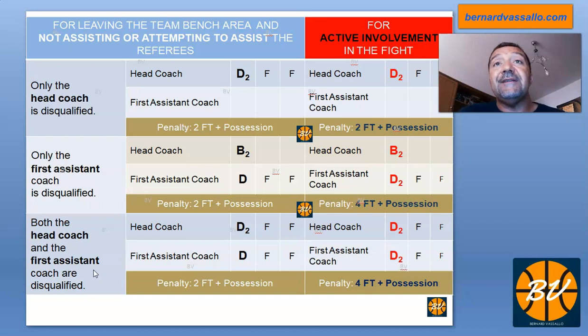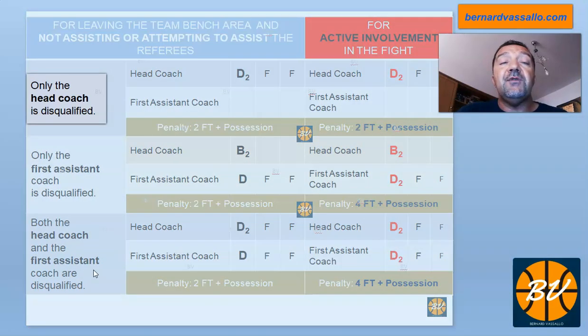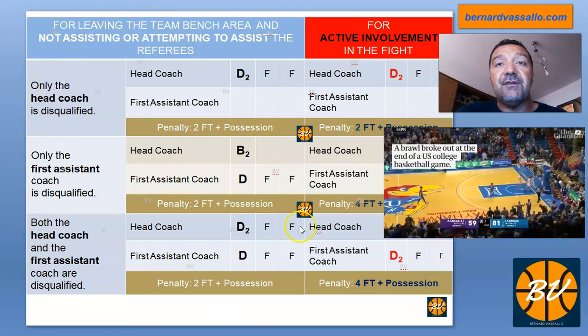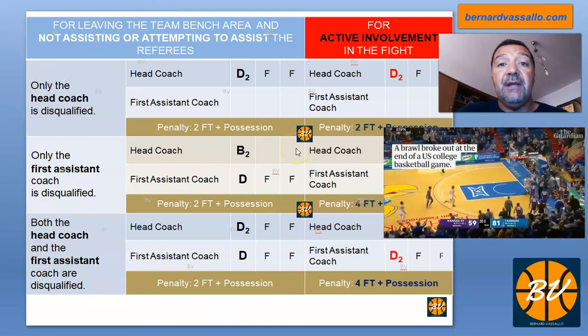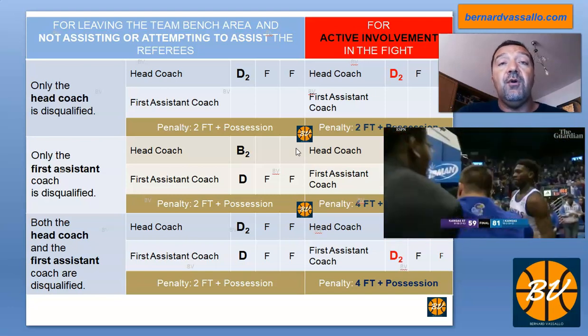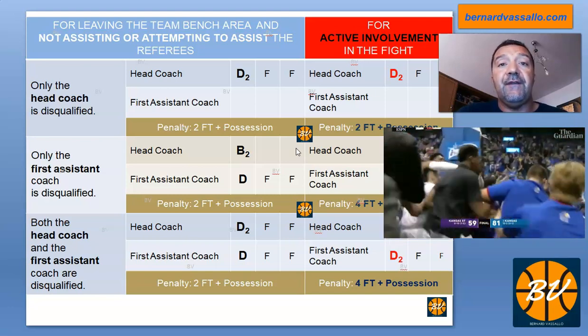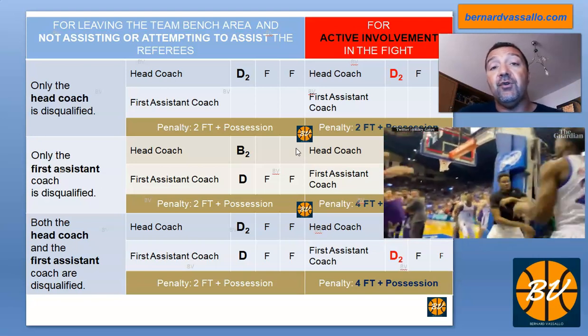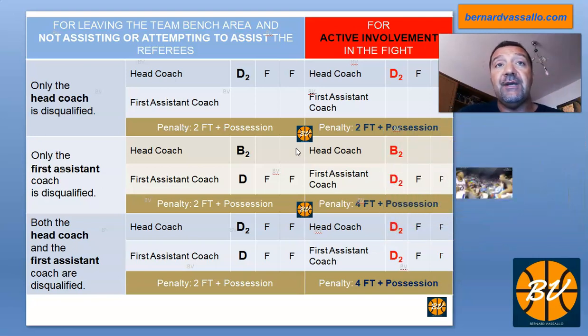And let's look first at the situation, as you can see on the screen, where we have the head coach and the assistant coach involved. First, we're going to look at the left side of the screen, at situations where the head coach or the assistant coach or both go onto the court during a fighting situation and do not assist the referee in order to calm down, to defuse the situation.